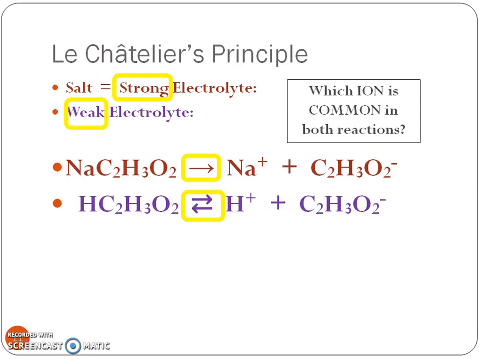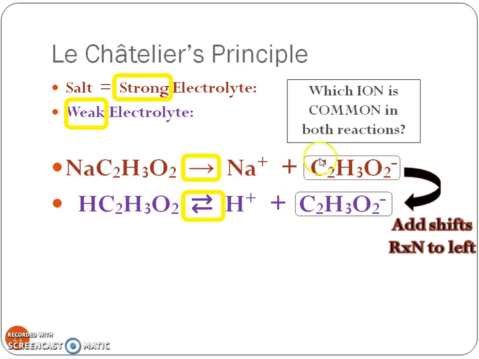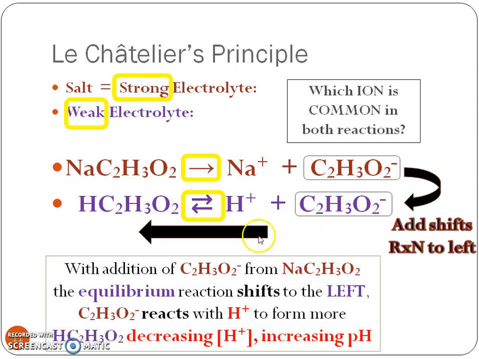So what ion is common in both of those reactions? Aha! So when we add the strong stuff, right? So when we add this salt, it's going to break apart into ions. That ion now has more of this stuff. Did you not learn last chapter that if you add something, it's going to shift to get rid of it? Aha! So when we're adding that common ion, it's going to shift this equilibrium reaction, the weak guy, to the left to make more of our weak acid, to force these two to react with each other and make more of that weak acid. So again, it's going to shift to the left.